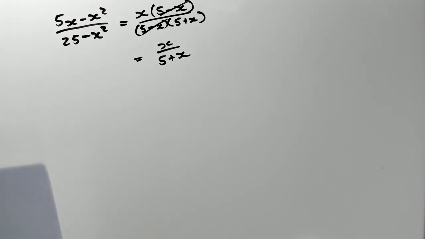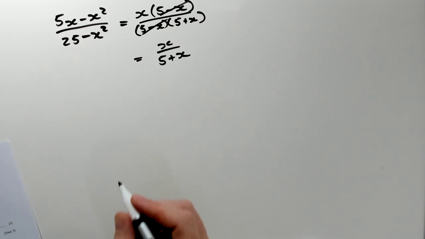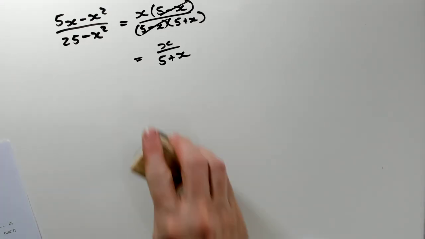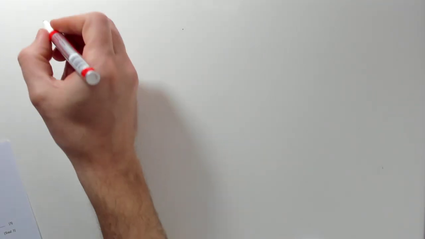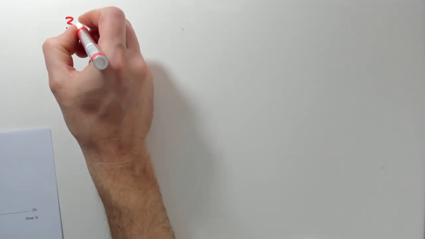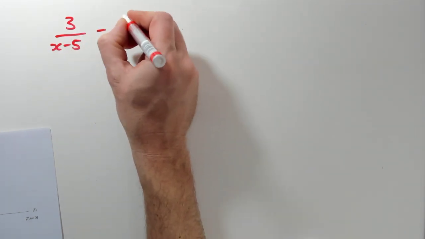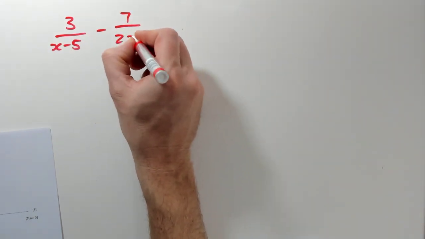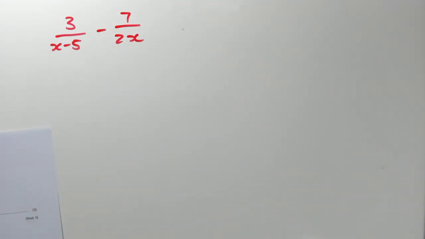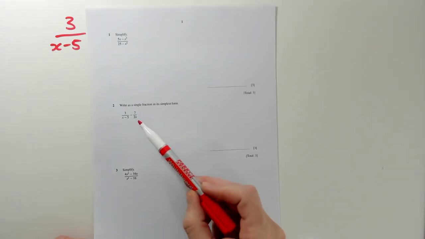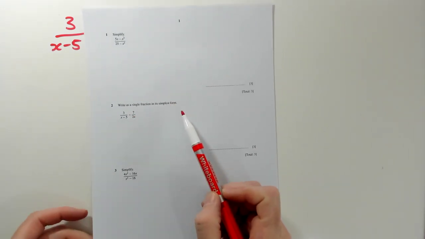Okay, my second example here, I'm just going to quickly rewrite it. Let's do this in a different color. We'll do 3 over x minus 5 minus 7 over 2x. And they say write this as a single fraction in its simplest form.